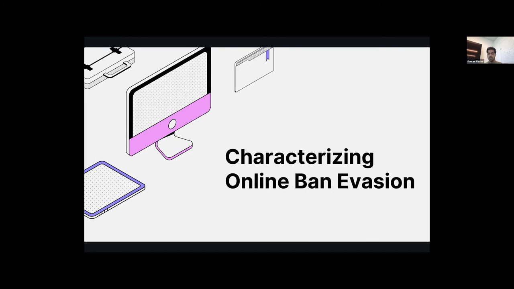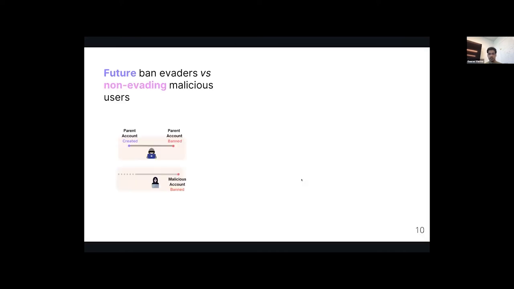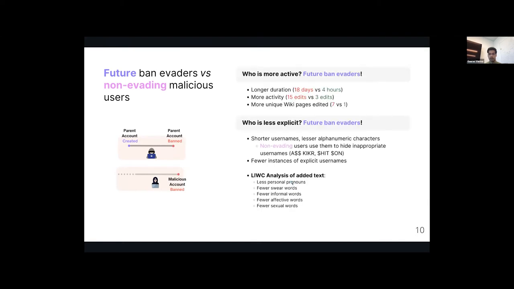Now that we have the data and have curated meaningful negative samples, let's characterize the behavior of ban evaders. We first start with the question, how are future ban evaders different from other malicious accounts that are not known to evade bans? If there are characteristic differences between these two sets of accounts, moderators can use them to estimate the likelihood of an upcoming evasion and better inform their decisions.